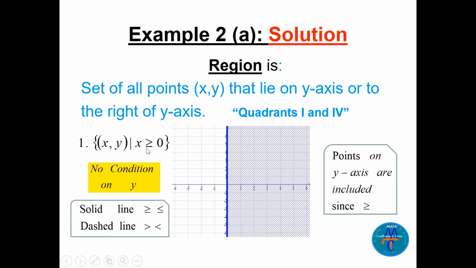We have greater than or equal, so we put a solid line. If we have less than or greater than, we put dashed lines. Points on the y-axis here, see the y-axis, the blue, it's a solid line, so the points are included since we have greater than or equal.